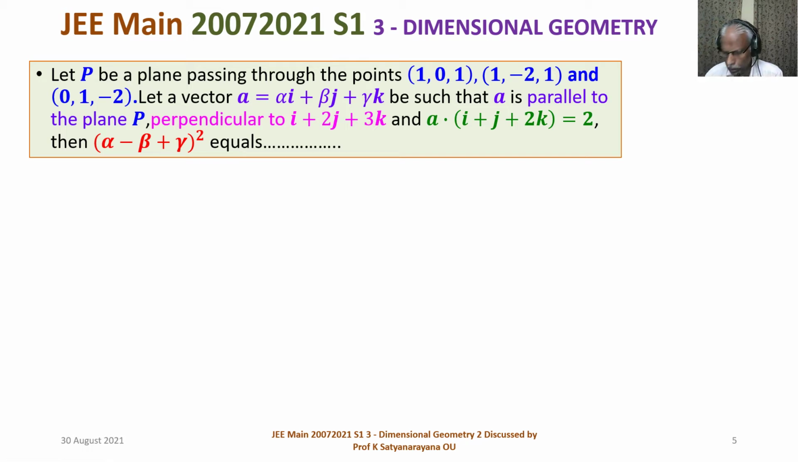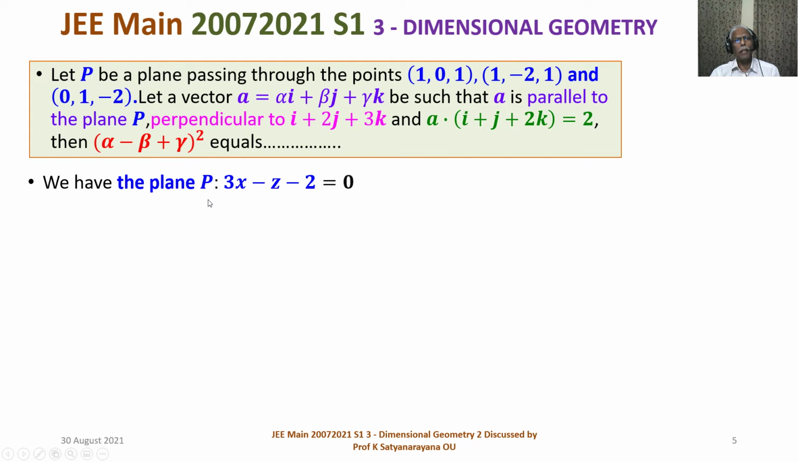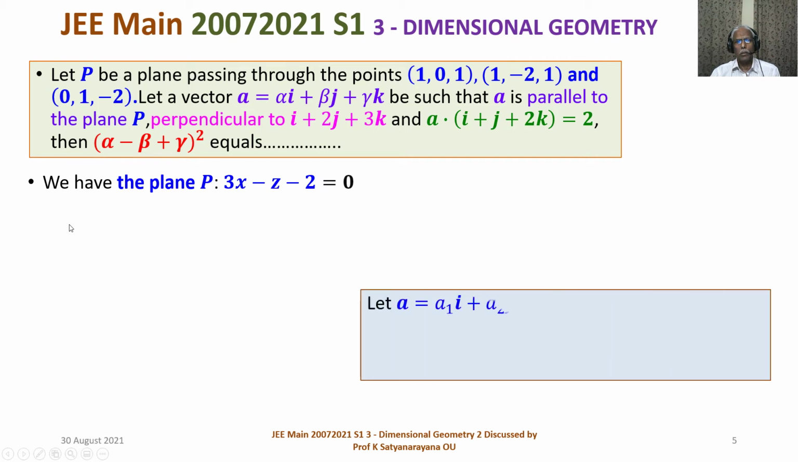That's your given problem. You have already got the equation of the plane P, that is 3x minus z minus 2. So let us get into the problem. What is given? Before going into that, we recall these simple results which everybody may be knowing, but however we recall for some of the students.